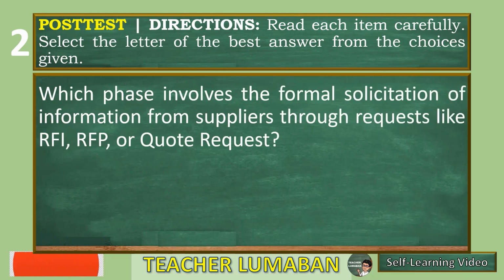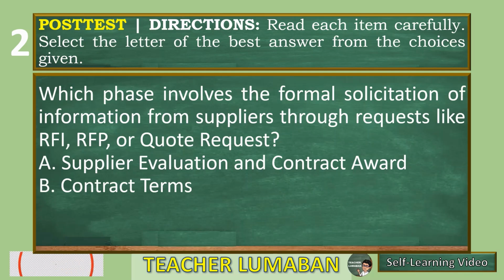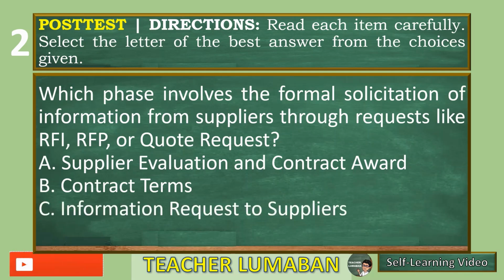Which phase involves the formal solicitation of information from suppliers through requests like RFI, RFP, or quote request? A. Supplier evaluation and contract award. B. Contract terms. C. Information request to suppliers. D. Negotiation process.